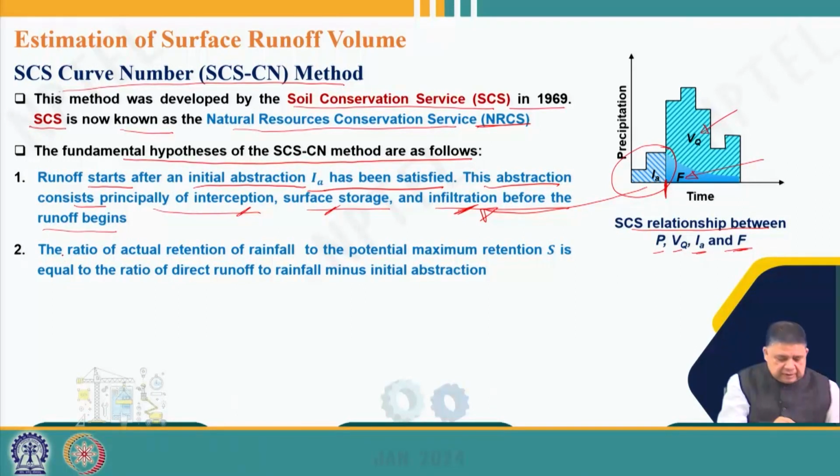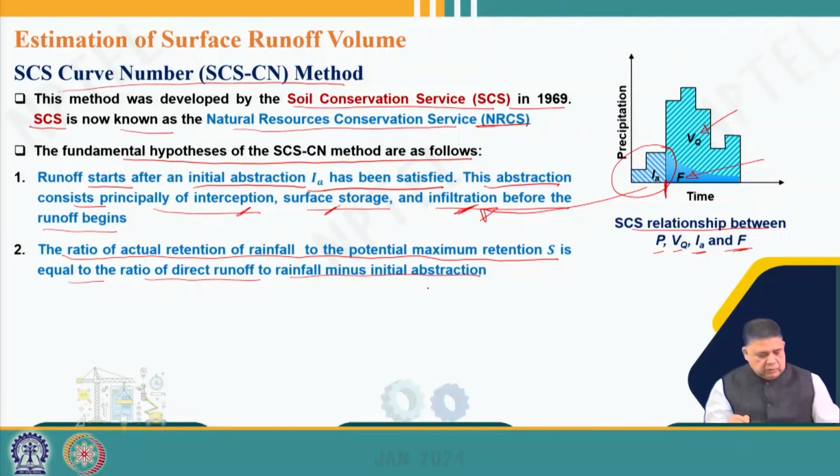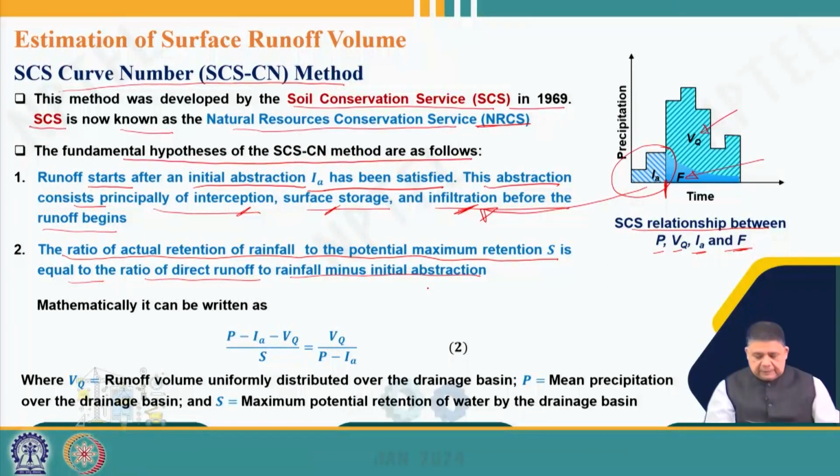Then the second hypothesis says that the ratio of actual retention of rainfall to potential maximum retention is equal to the ratio of direct runoff to the rainfall minus initial abstraction. So, mathematically this can be expressed like this. If you take the left hand side, what it is saying is P minus IA minus VQ. P minus IA minus VQ is nothing but F here, that is the actual infiltration which has gone into the soil, and this S represents the maximum potential retention of water by the drainage basin. That means whatever total has been absorbed by the basin.